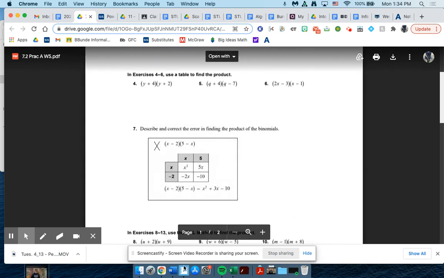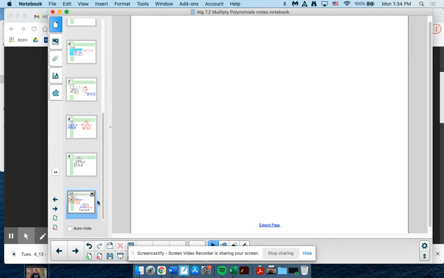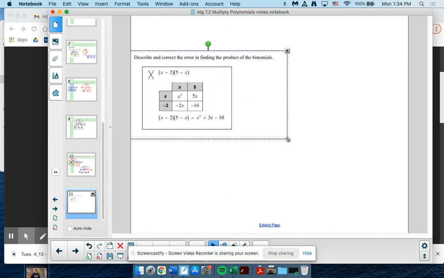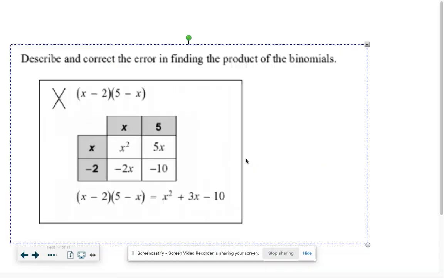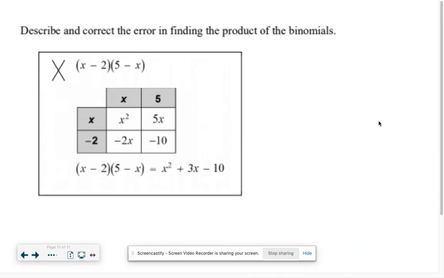Describe and correct the error in multiplying the binomials. Got it. Does anyone see it? What our error might be? Is it the first step? Okay, let's look. So x minus 2, I have my x and a minus 2. It's not in the right spot. Yeah. Because what should really be in front of that x? A negative sign, right? They forgot to take that sign. So it should be a negative x.